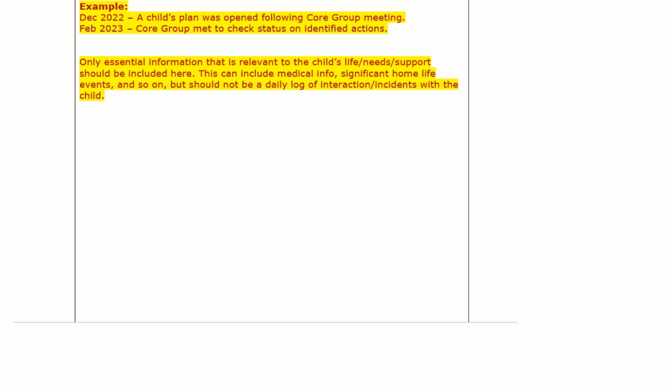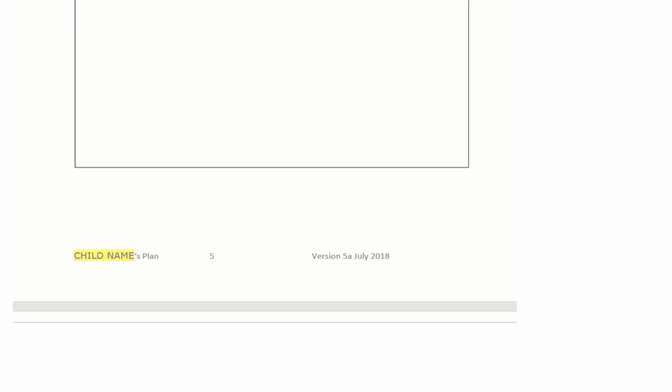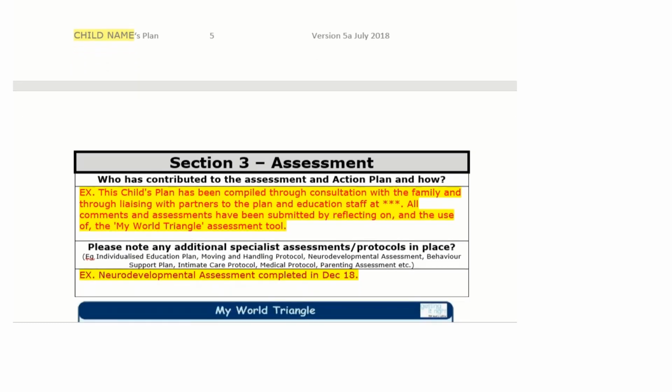What you can do if there are things missing is you can bring them along to the meeting. You can advise them ahead of the meeting, because you should have seen the document ahead of it, and ask that these things are updated and added into the plan. Again, not opinion based, but factual things that are going to be significant in the child's life and in preparing support around the child. So that's what should be recorded here.